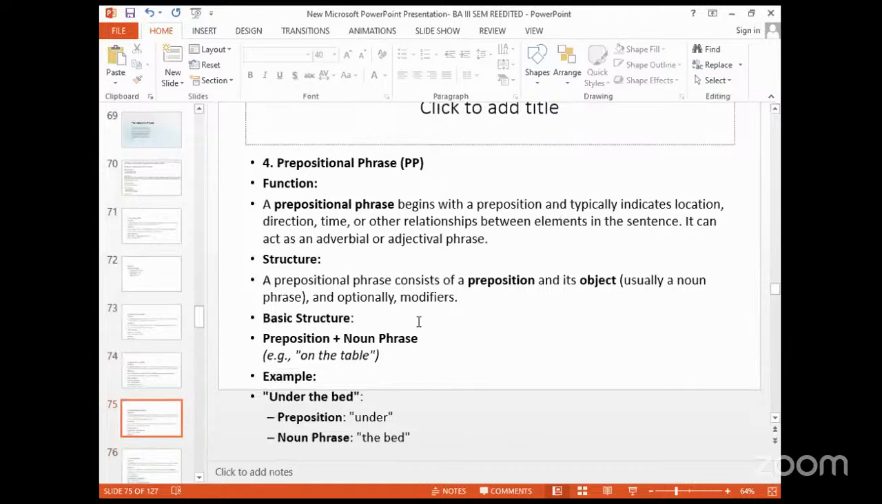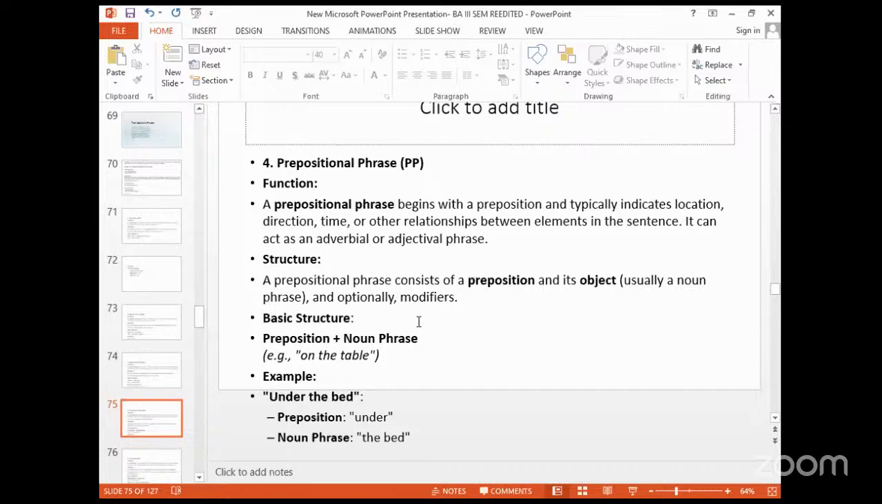Now coming to the prepositional phrase, which begins with a preposition and typically indicates location, direction, time, or other relationships between elements in the sentence. It can act as an adverbial or an adjectival phrase. A prepositional phrase consists of a preposition and its object, usually a noun phrase, and optionally modified.